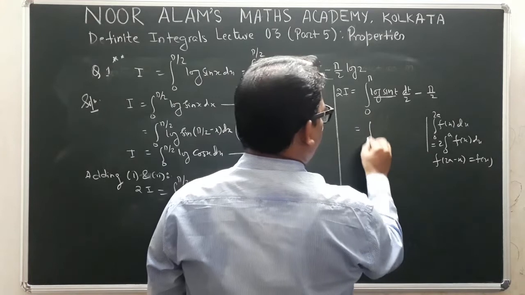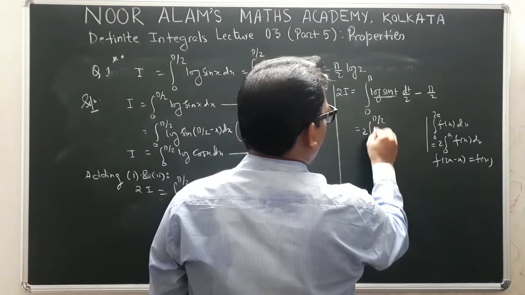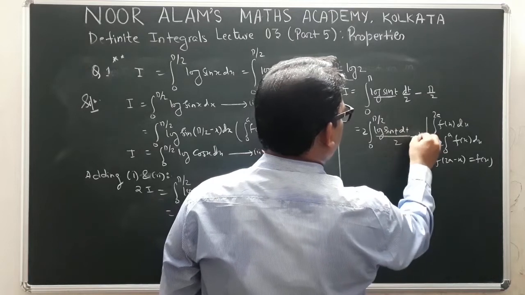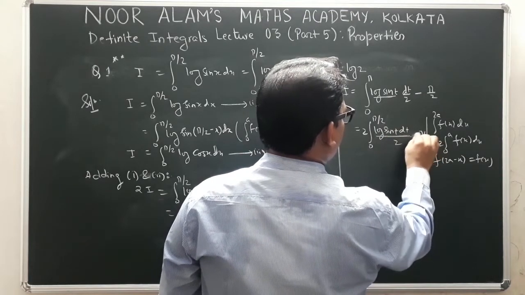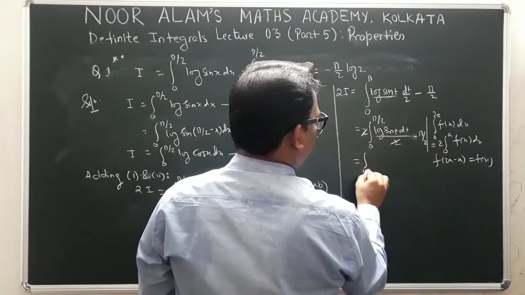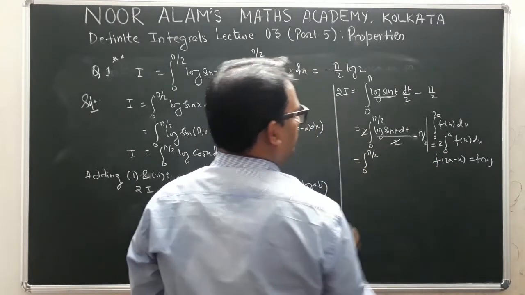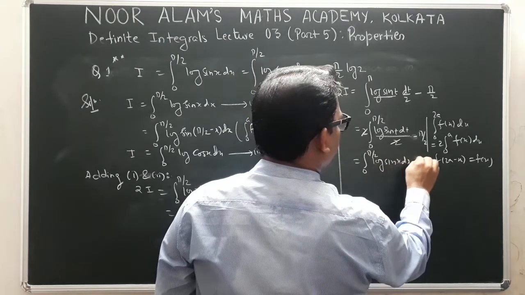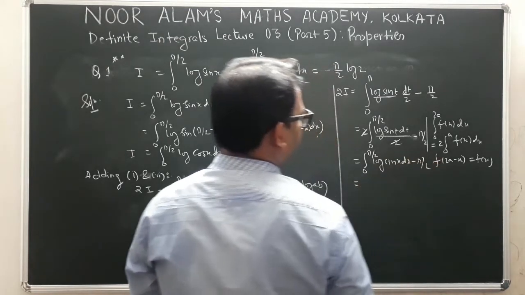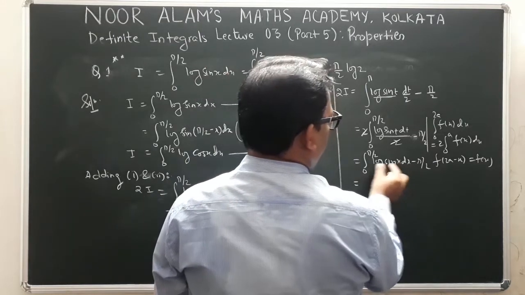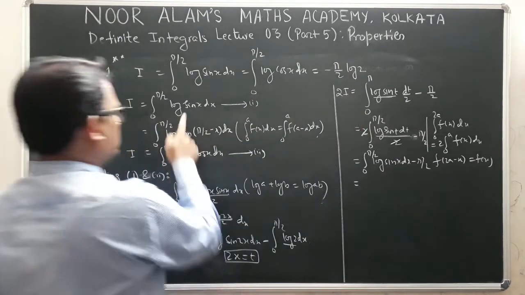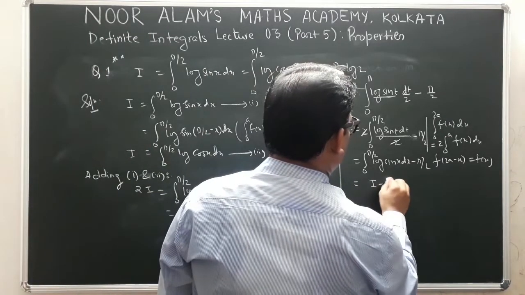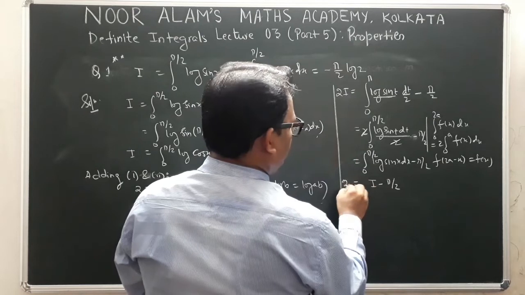So as a result I can write 2 times the integral from 0 to pi by 2 of log of sine t dt, whole divided by 2, minus pi by 2. So now these two cancel out. You know that the value of integration is independent of change of variable, so we can write log of sin x dx minus pi by 2. So now this log of sin x dx is our original question. We started from here, 0 to pi by 2 of log sin x dx. So we can write I minus pi by 2. Okay, now which is the value of 2I.